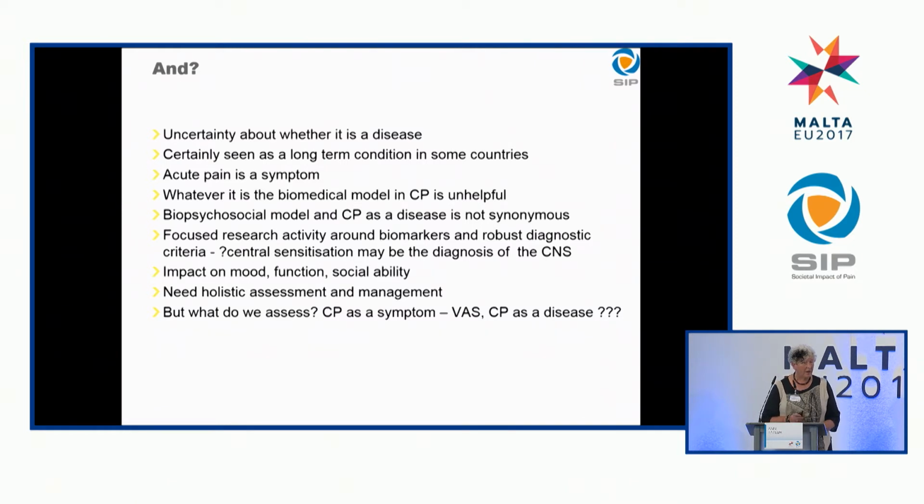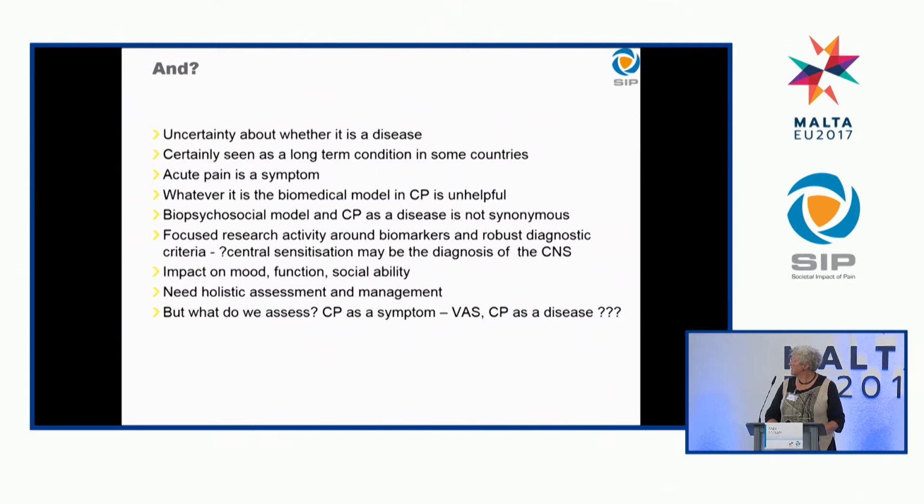So what type of things came out of this? There was uncertainty about whether it was a disease. We agreed that it was certainly a long-term condition that was unlikely to be cured. We thought that acute pain was a symptom, but whatever it is, it should no longer be managed with a biomedical model. It should be managed with a biopsychosocial model.